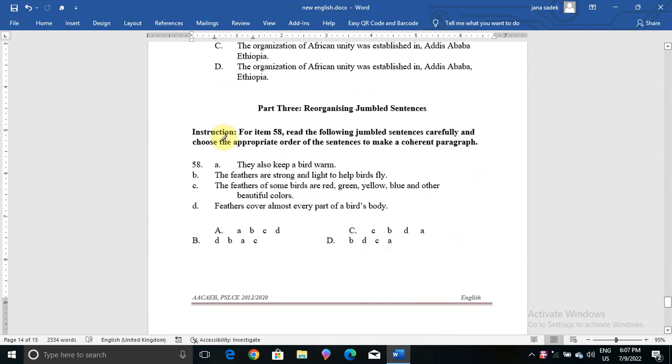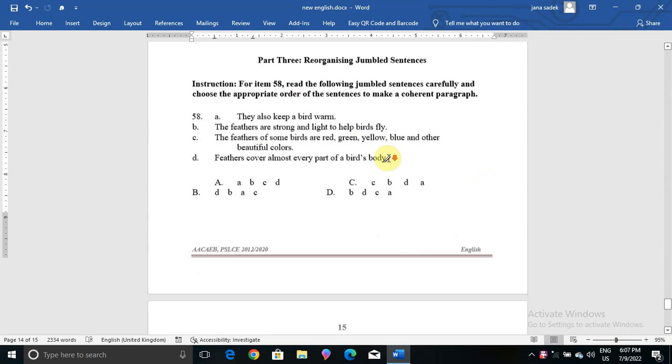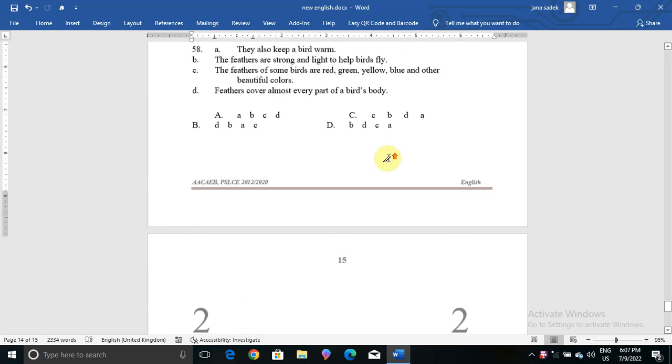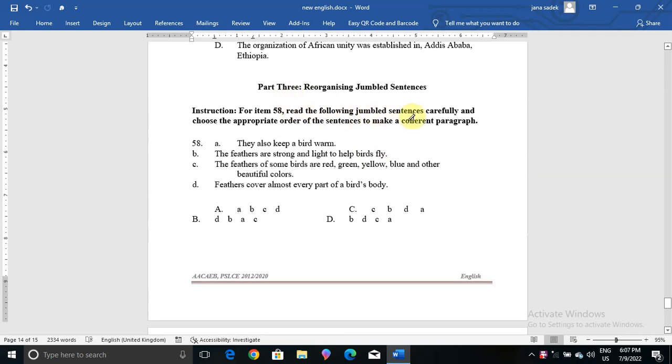Now question number 58 only says to jumble the sentences and make a paragraph. Now what we have: for A, they also keep a bird warm. For B, the feathers are strong and light to help birds fly. For C, the feathers of some birds are red, green, yellow, blue, and other beautiful colors. And for D, feathers cover almost every part of a bird's body.